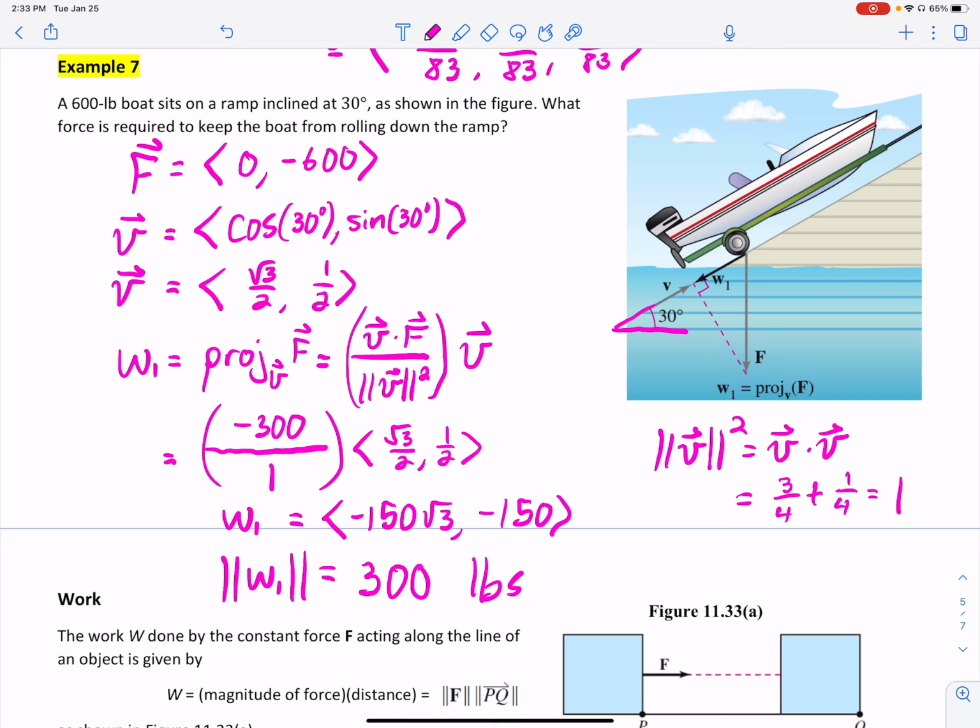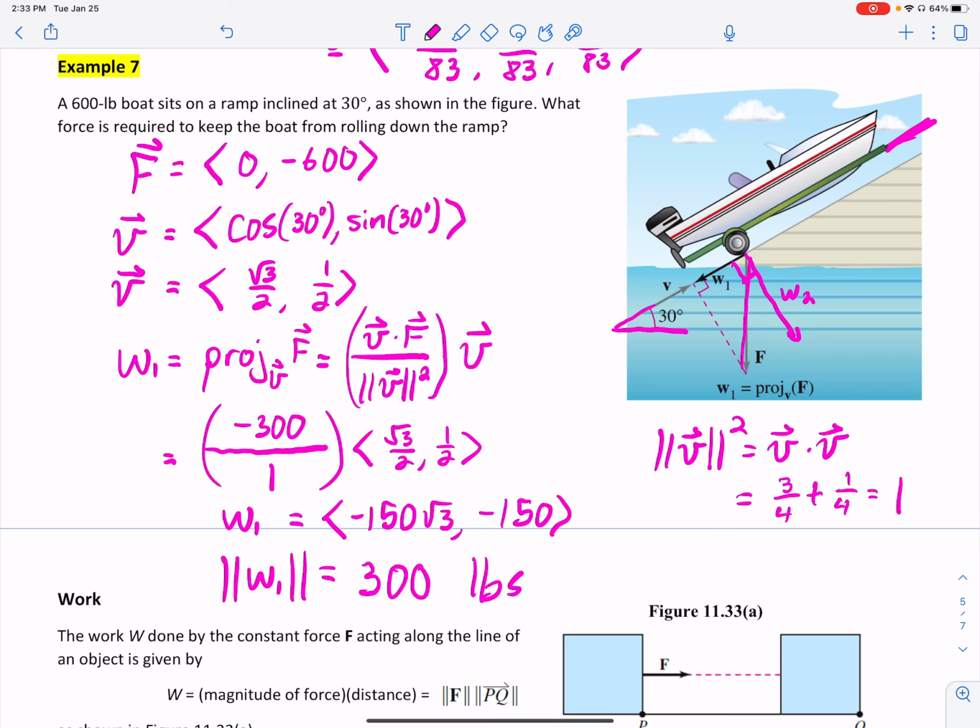They said, what force is required to keep the boat from rolling down the ramp? Well, W1 force is 300 pounds. And that's going down. So to maintain that weight, it would be 300 up. So we would need 300 pounds pushing up in the same direction as W1, but going the other way. And that force comes from here. We don't care about the gravity because we're not trying to get this vector, or maybe even the orthogonal vector. This would be W2.